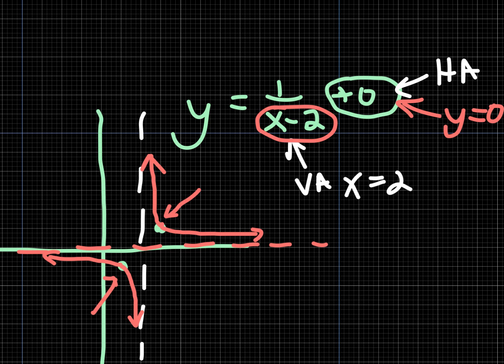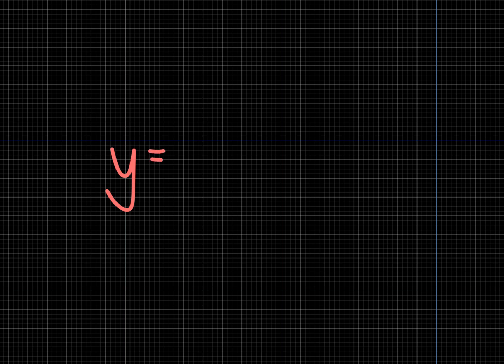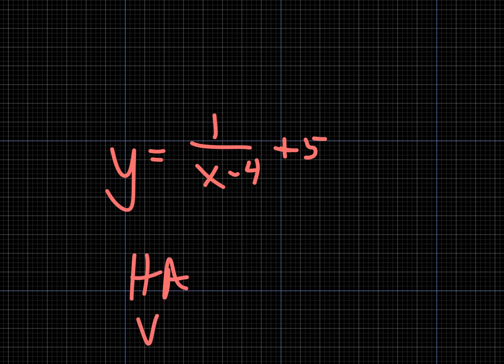Okay? All right. Another kind of question just gives you a problem. 1 over x minus 4 plus 5, and then says, what's the horizontal? What's the vertical? Take a second and make sure you know the difference. Don't graph this one, just tell me.